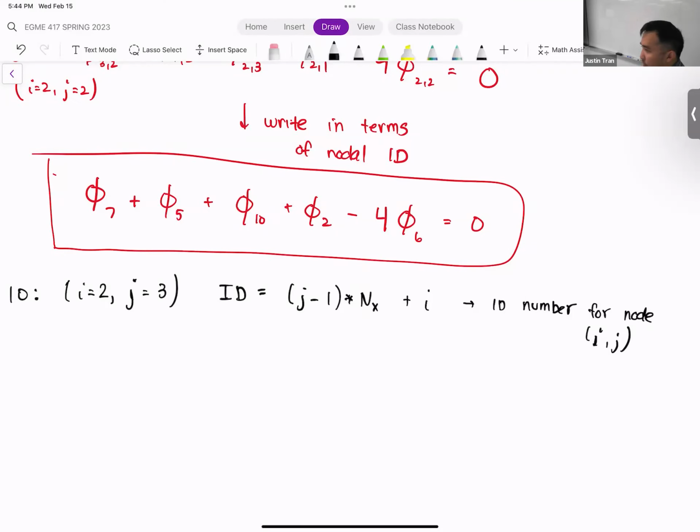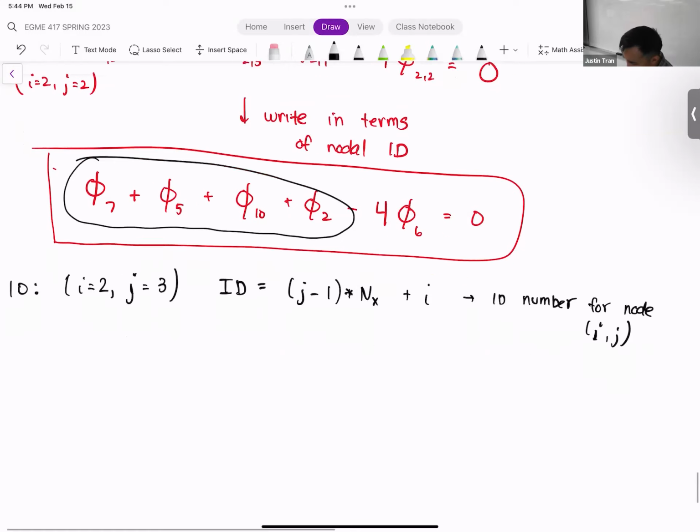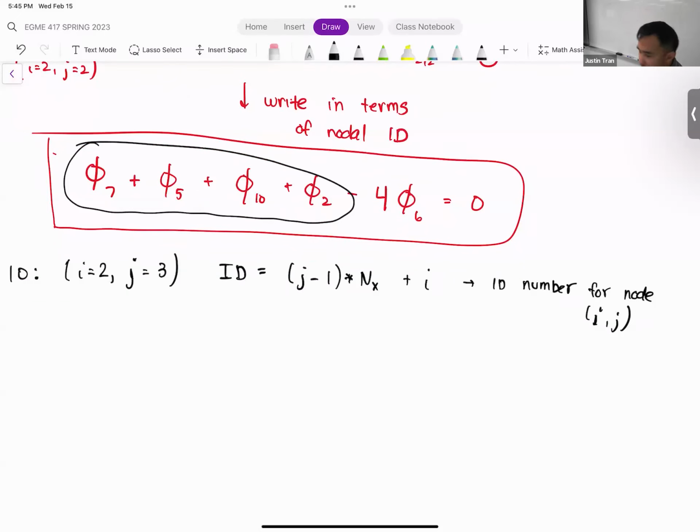Let's see if we can come up with a similar formula for each of the neighboring nodes. When we apply this finite difference equation, we need to account for all the neighboring nodes, so these 4 phi values here. If we look back at the previous part for node 6, node 7, node 5, node 10, and node 2 are all the neighboring nodes for node 6. Let's see if we can come up with an equation based on this one to compute the ID numbers for all of their neighboring nodes.